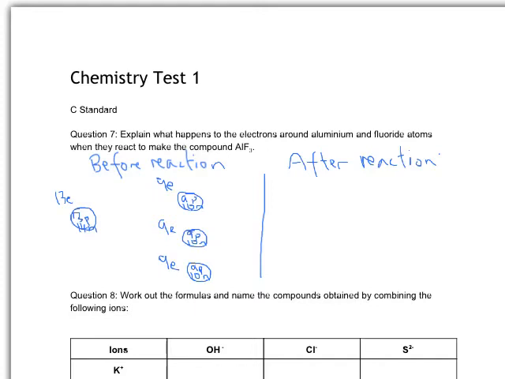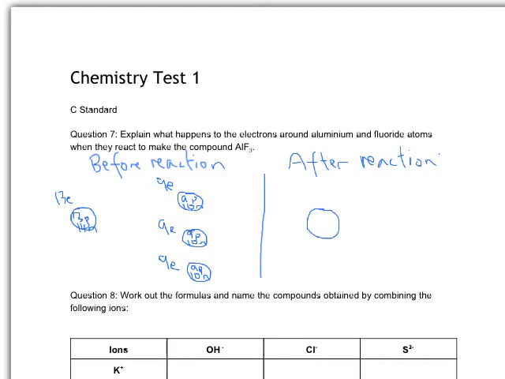Okay, now we can see here that the closest noble gas for both of them is neon. Neon's got 10 electrons, so aluminium will lose 3 and each of the fluorines will gain 1. And that tells us that the formula of the compound has to be aluminium fluoride, AlF3, because each of the fluorines is gaining 1.